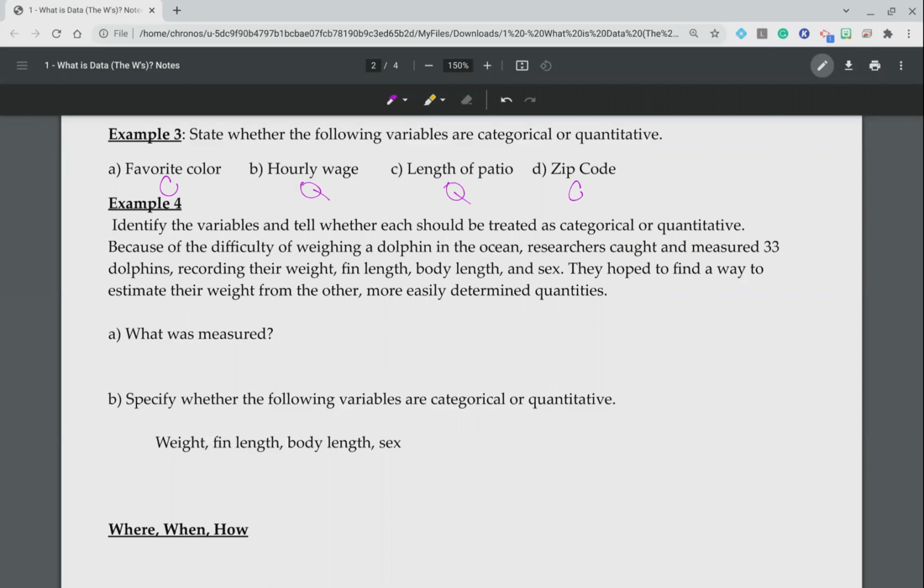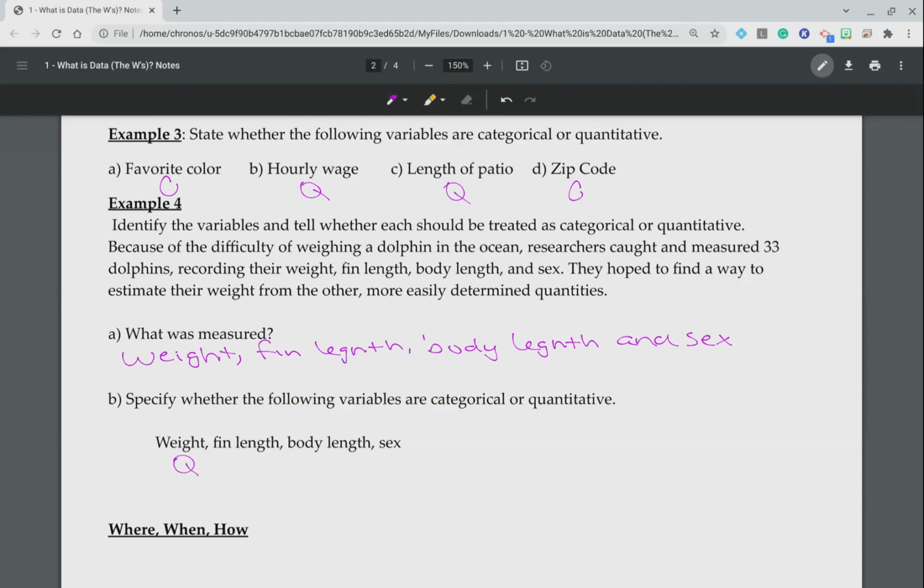So we're measuring the weight. We are finding the fin length, the body length, and the sex of the dolphin. All right, and now we have to determine whether these are categorical or quantitative. Okay, so what do you think? Let's try for the weight. Is that categorical or quantitative?